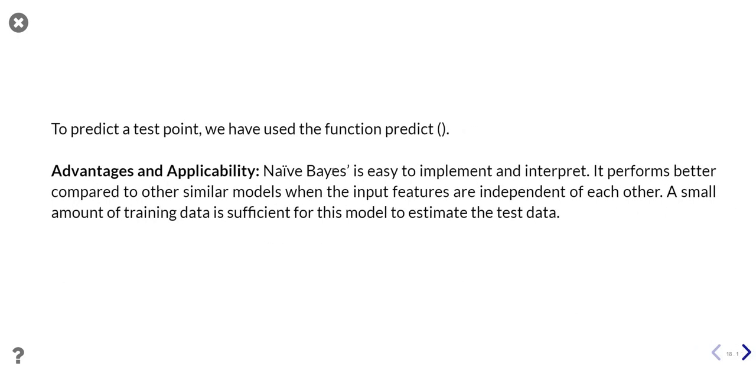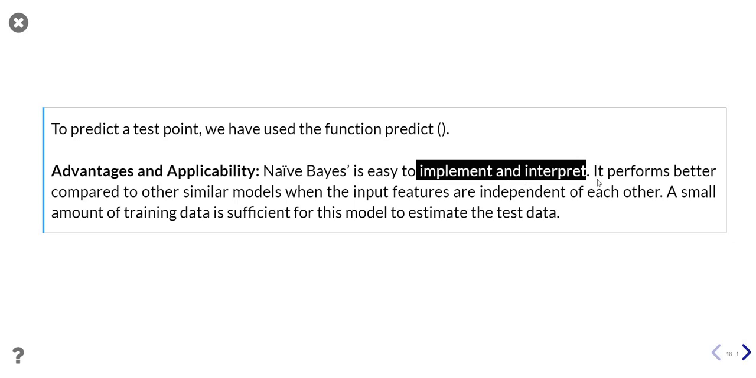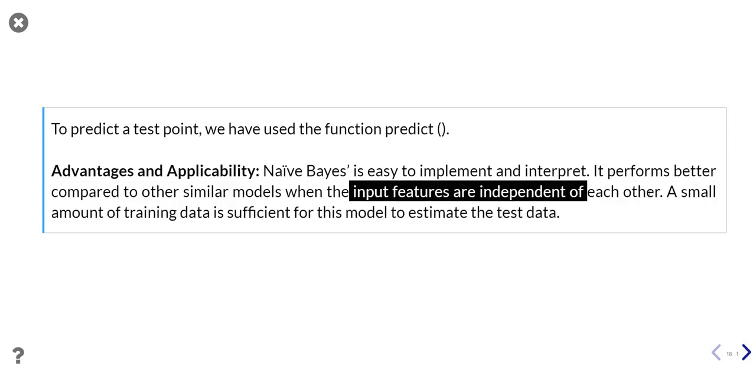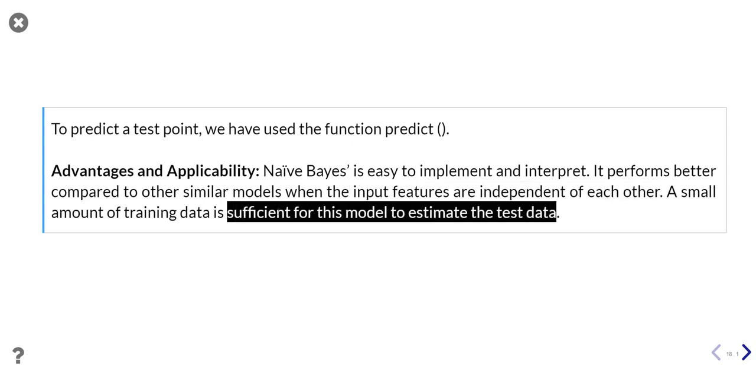So what are the advantages and applicability? Naive Bayes, of course, is easy to implement because it's based on probability, but it performs better compared to other similar models, especially when the input features are independent of each other. A small amount of training is sufficient for this model to estimate the test data. Just now you can see we have very small test data, but it is sufficient for this model to estimate. That's one of the advantages.